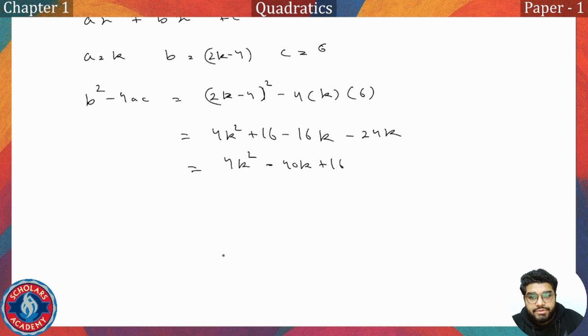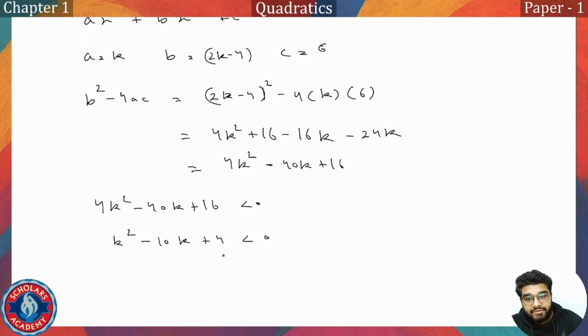So this value should be less than 0. We can write it as 4k² − 40k + 16 < 0. I can take 4 common from here and write it as k² − 10k + 4 < 0. So the product over here is 4 and the sum is −10.